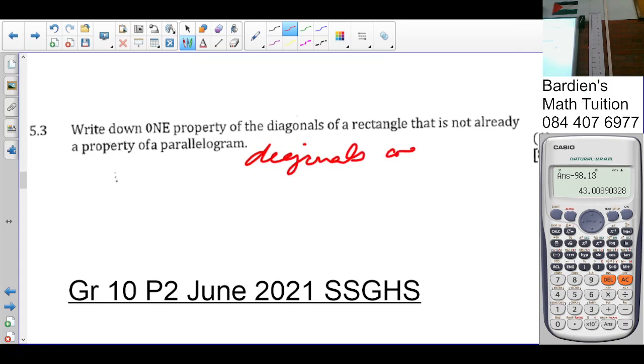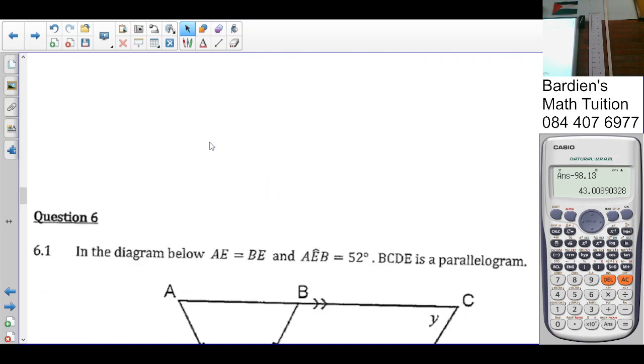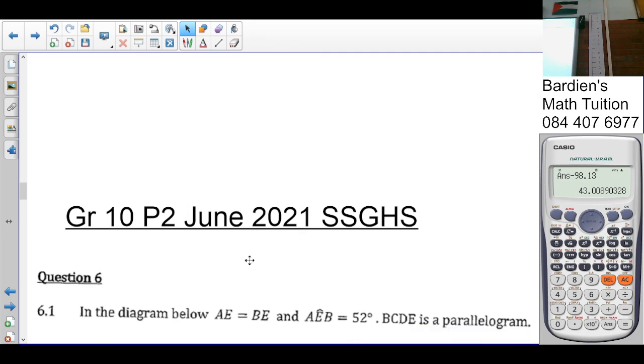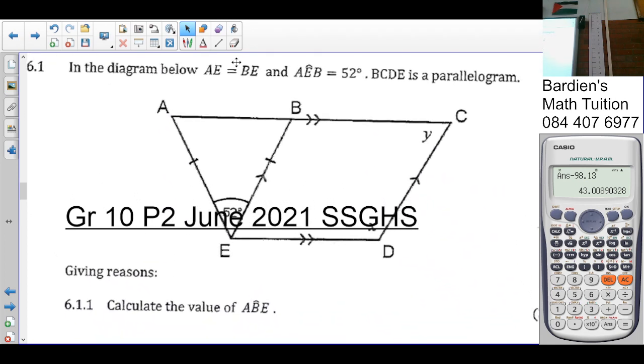The angles are equal in a rectangle. Okay, that's the one they are referring to there. Another thing is that the diagonals in a rectangle bisect each other equally, and in a parallelogram that is not the case. Okay, so let's rather go to common ground. Right, 6.1.